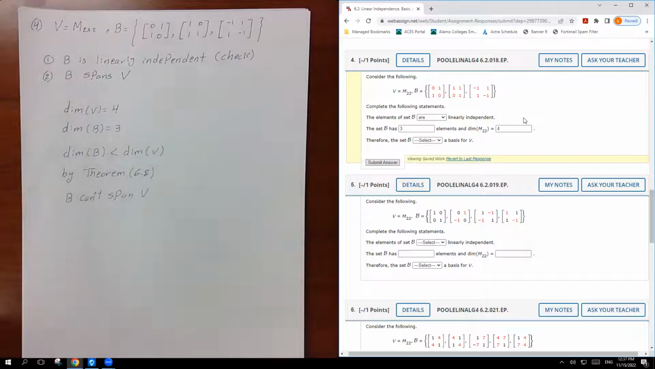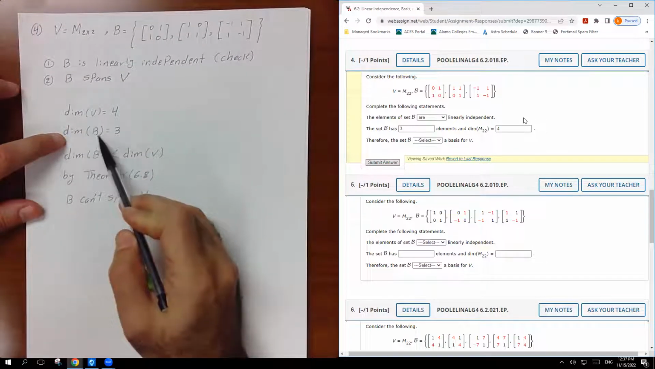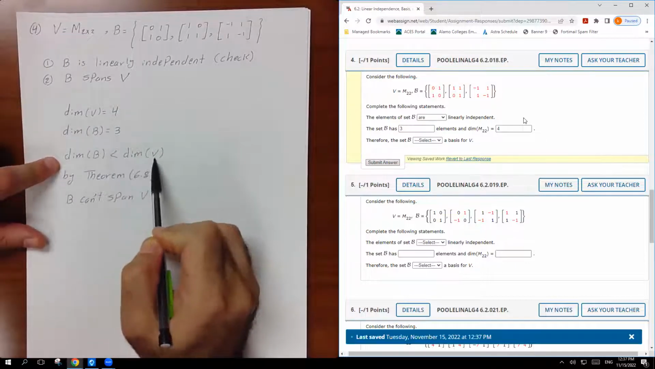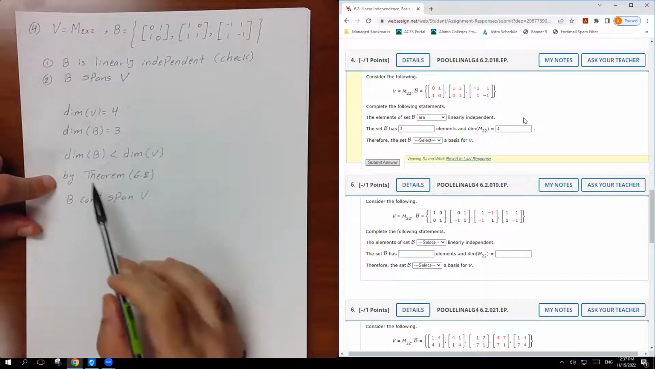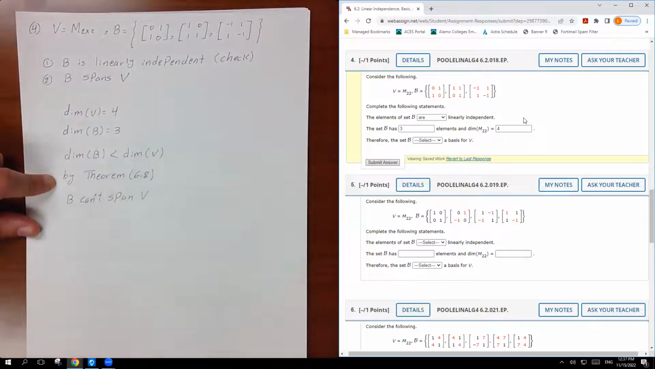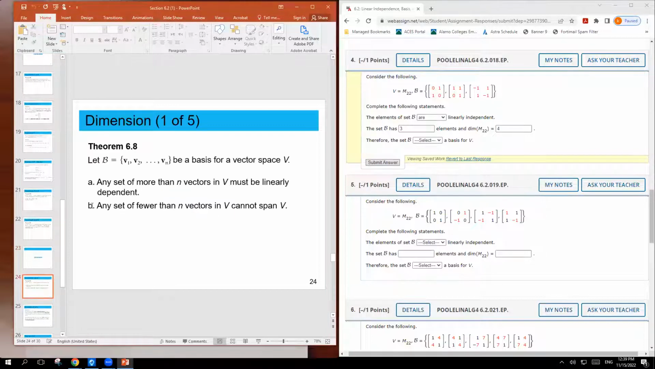So let's check here. Dimension of V equals 4, dimension of B equals 3. The dimension of B is less than the dimension of V. There's a theorem. I'm going to show you the theorem. In this case, B can't span V. Let's check the theorem. The theorem for this one, 6.8, here's the theorem. We're going to check the last part.